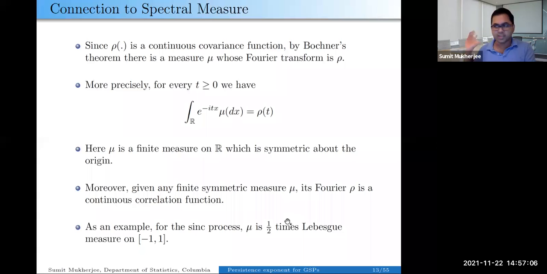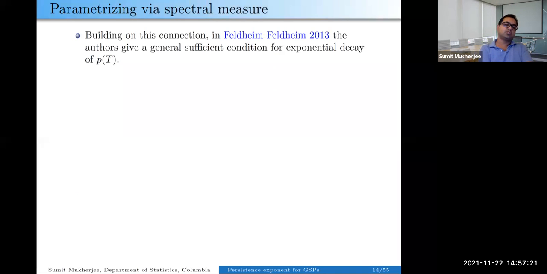In general, take your favorite mu, construct this correlation, and you can ask the question: is there an exponent? The answer is most likely we don't know. It's almost always we don't know.